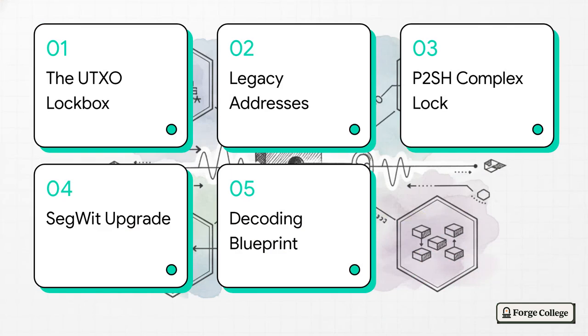Okay, so here's our blueprint for today. First, we'll look at the UTXO lockbox. Second, we dive into legacy addresses. Third, we've got the P2WSH complex lock. Fourth, we'll cover the SegWit upgrade. And finally, we're going to decode a blueprint in a real-world scenario. Let's get right into it.